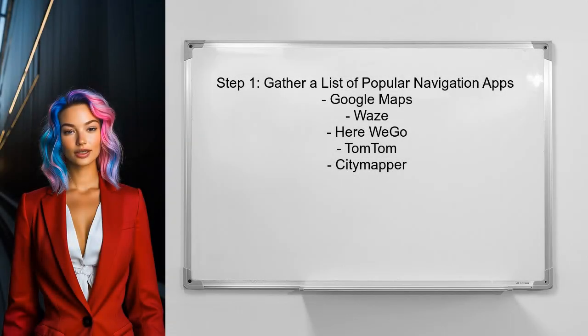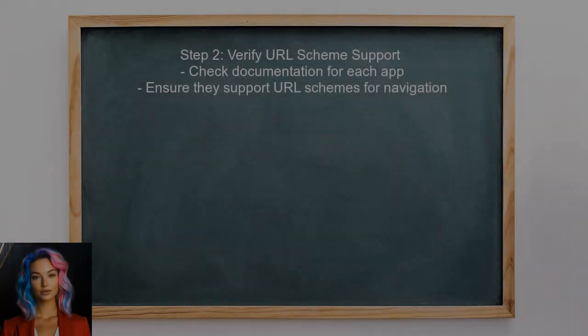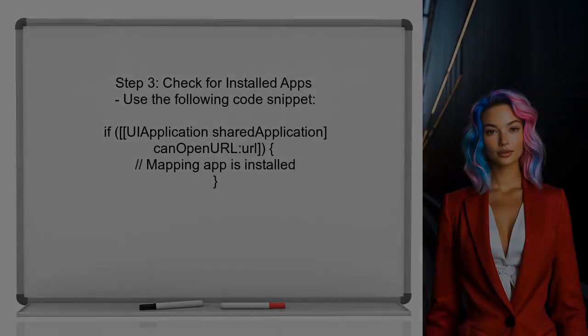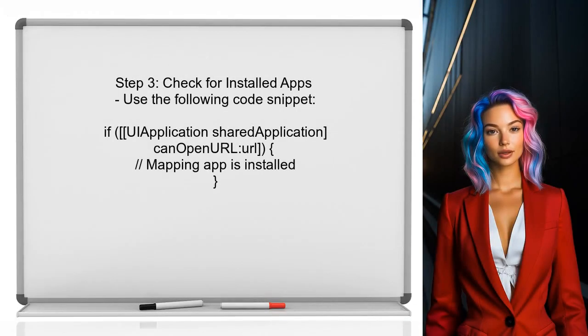To implement a feature similar to Apple Maps, the user should start by gathering a list of popular navigation applications. This list will help identify which apps to check for installation. Next, the user needs to verify that these applications support URL schemes. This is crucial because it allows the app to open the navigation apps directly from their own application. After confirming URL scheme support, the user can check if these applications are installed on the device. This can be done using the method that checks if the app can be opened with a specific URL.